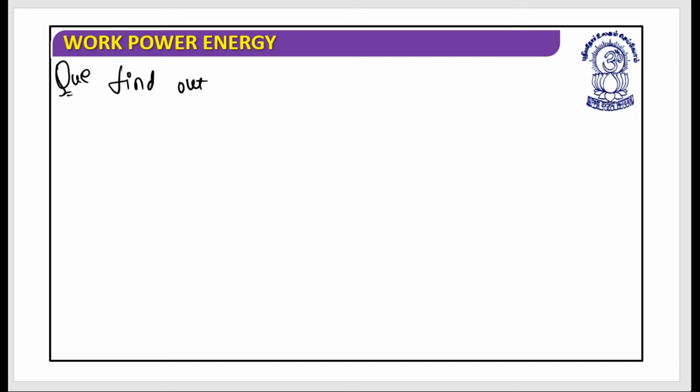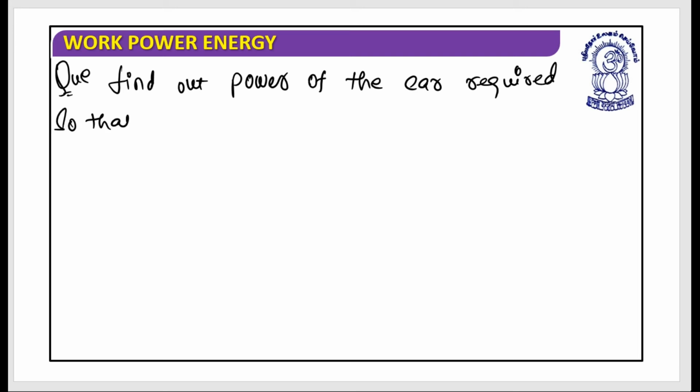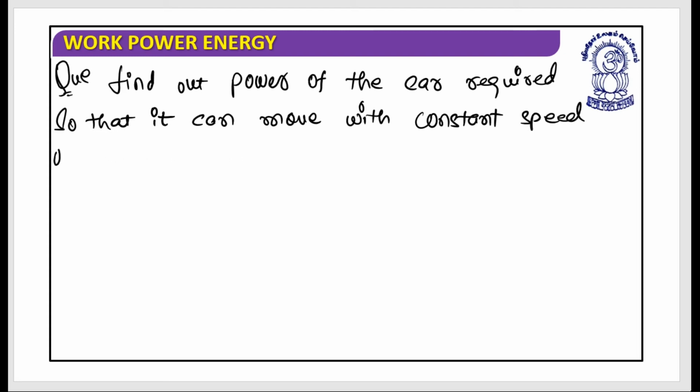Find out the power of the car required so that it can move with constant speed of 20 meter per second. So this is the situation.